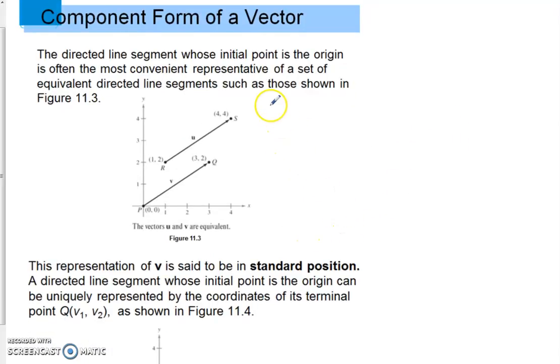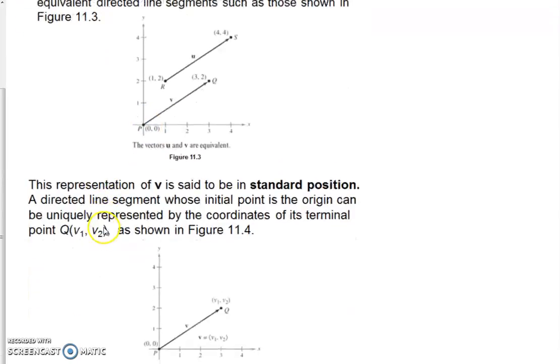Oftentimes it's much more convenient for us to say, let's not just put these vectors all over the place, let's have them in what's called standard position, which means their initial point is at the origin, and the terminal point can be anywhere in the plane, but we want the initial point at the origin. So that's going to look like this. This is in standard position. Obviously the vector right here, v, is in standard position, u is not.